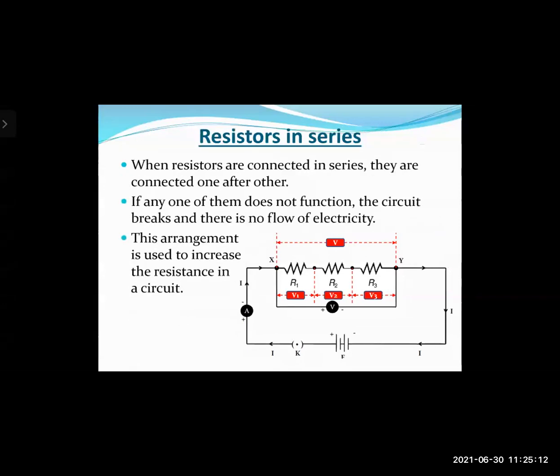Then what does the next point say? When resistors are connected in series, they are connected one after the other, that we saw. Then if any of them does not function, the circuit breaks and there is no flow of electricity. That means out of the three resistors R1, R2, R3, if one of the resistors malfunctions, what will happen? The circuit will break and no appliance will work, right?